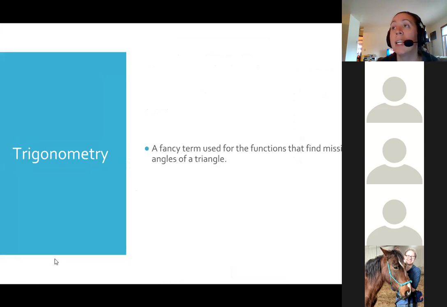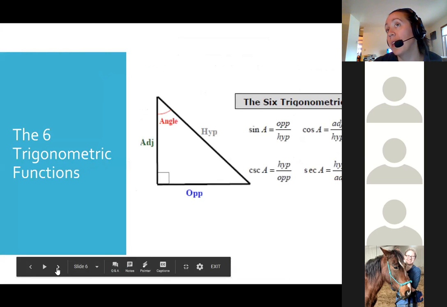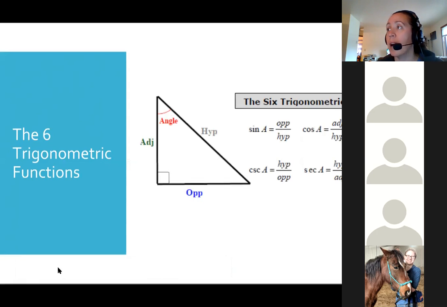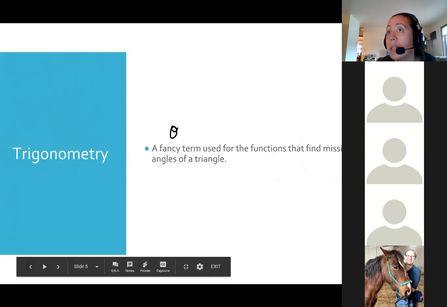Okay, so trigonometry is a fancy term used for the functions that find the missing sides and angles of a triangle. These are the trig functions. This is your note-taking money slide right here. So when we have a right triangle, and again, this is only for right triangles, there will always be an angle that you focus on. We usually call this angle theta. Back one slide. This one?